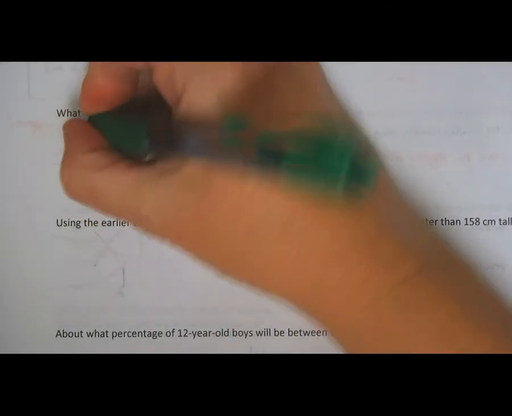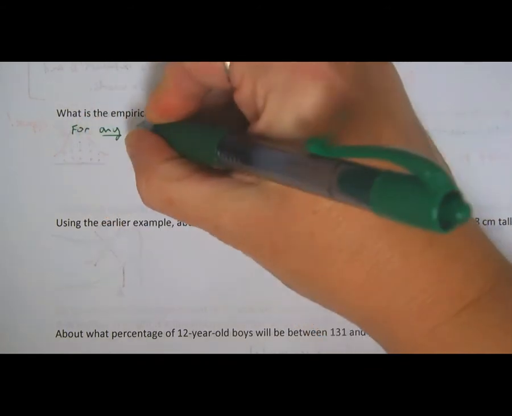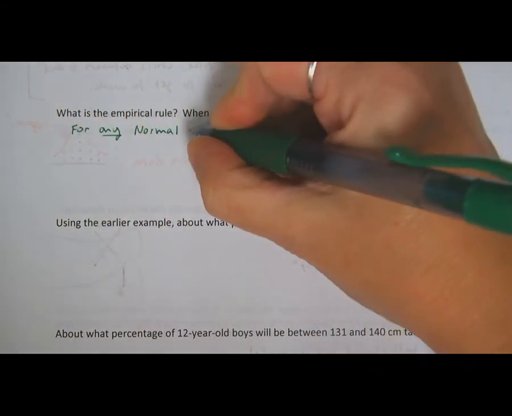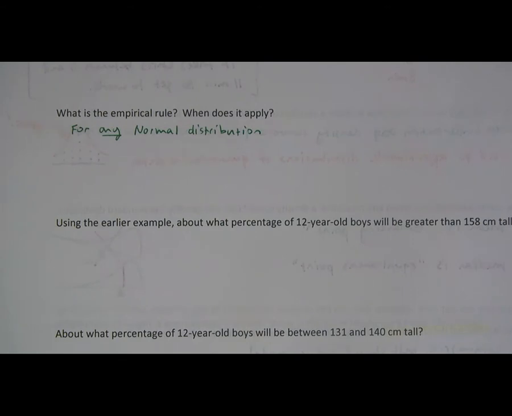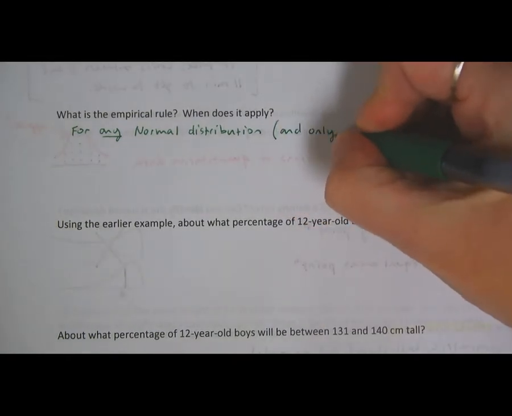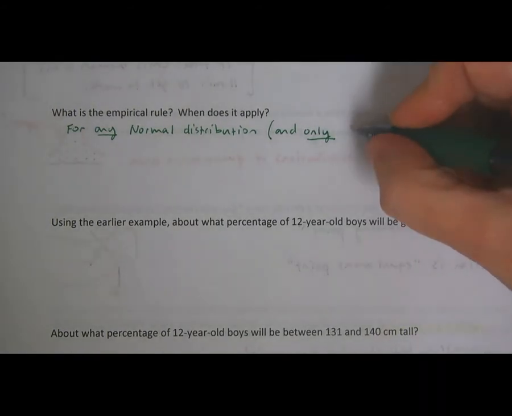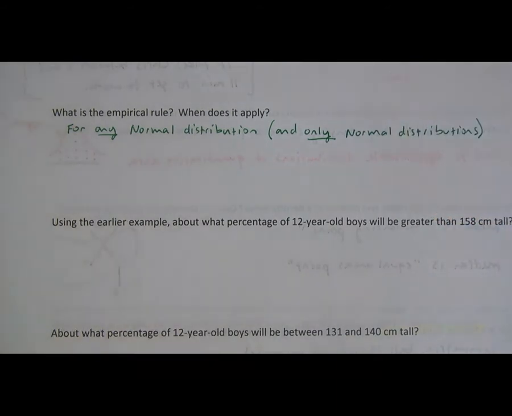When does it apply? You can use this for any normal distribution. And you'll see the word normal capitalized a lot because some people consider it a proper noun because it's a type of distribution. You can use the empirical rule for any normal distribution. So if your problem says you're dealing with a normal distribution, you can use the empirical rule, but it can't be used for skewed, so it can only be used for normal distributions. Period.